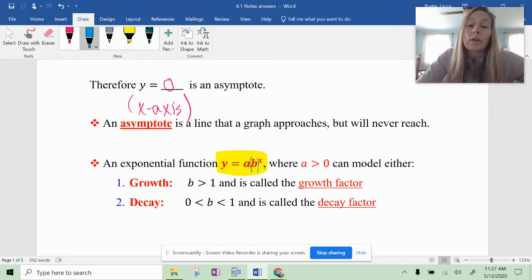And the original number that you're starting with, like the amount of money or the amount of people or whatever the problem is referring to, that's that a value. And then that b value is called your growth factor or your decay factor, depending on what kind of number it is. And it's usually based off of some kind of a percentage or something like that.